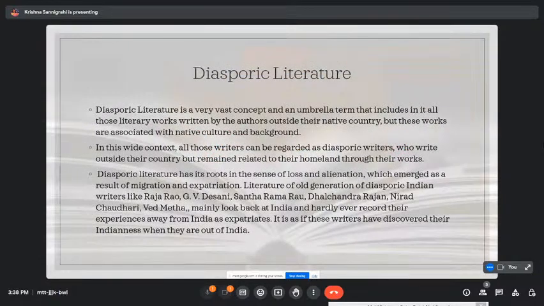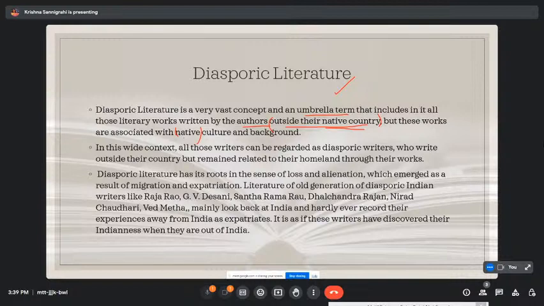Diasporic literature is a very vast concept and an umbrella term. When we say umbrella term, it refers to many things which come under it. That includes all those literary works written by authors outside their native country, but these works are associated with native culture and background. When we say native, it refers to the culture or the background from which they have originated. So the works are literary works written by authors outside their native country, that is their motherland.